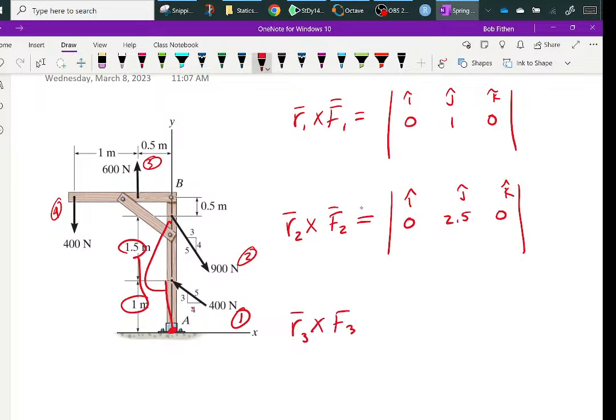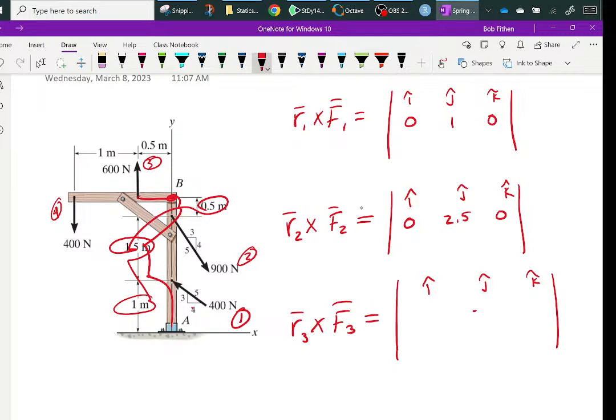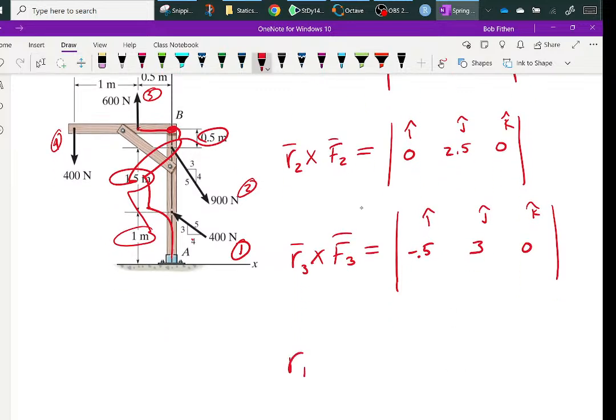R3 cross F3. Okay. 3 is this one. So I move up. Let me get all this stuff off here. I move up here, here, here. That's 2 into the left a half. So I'm moving up. Wait a minute. Sorry, that's 3. This 2.5, another half. That's 3. Moving back to the left a half. And that's that one. So then I'm going to do R4.